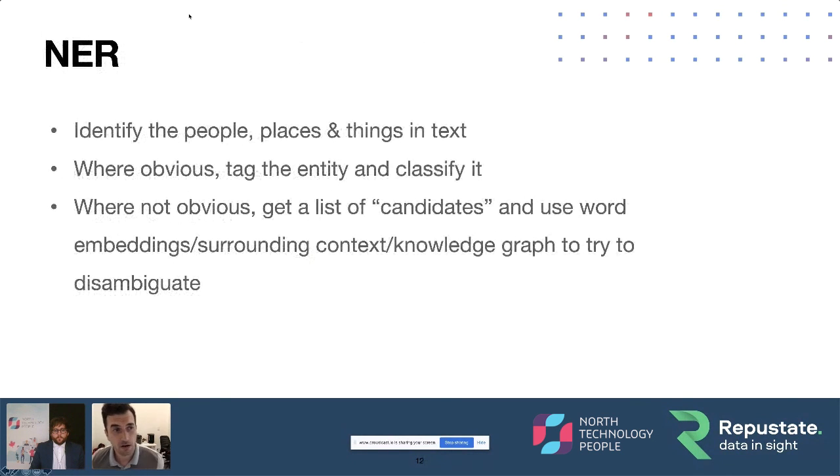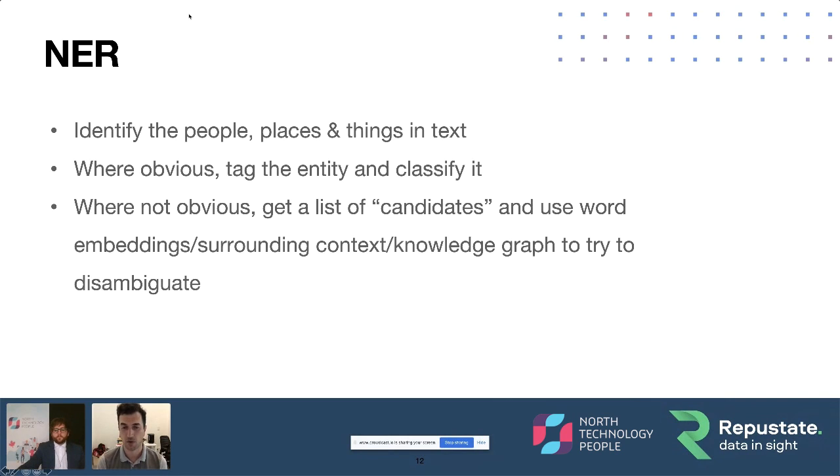So let's start with NER, named entity recognition. This is one of the first things that you'll need to tackle when doing semantic search. It helps you identify people, places, things in text: the name of a location, the name of a medication, the name of a restaurant, the name of a building, whatever it is. Where it's obvious, you want to be able to tag the entity and classify it.